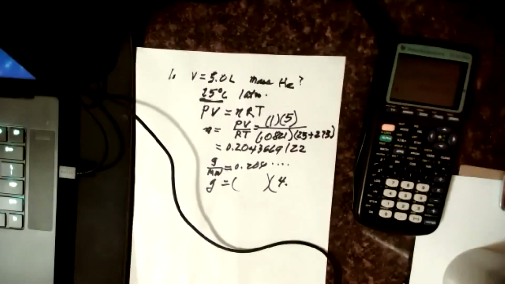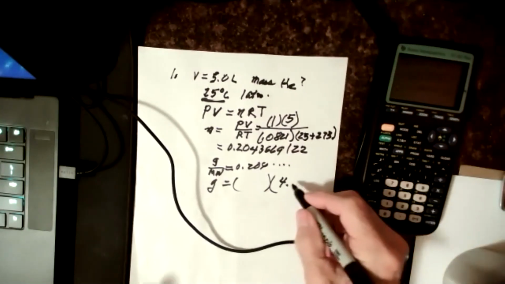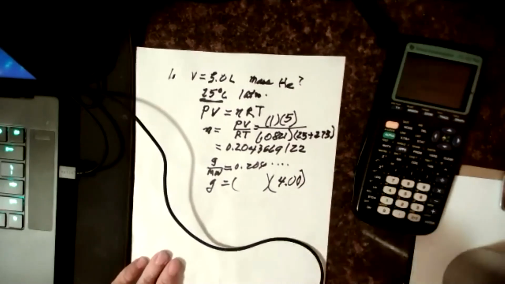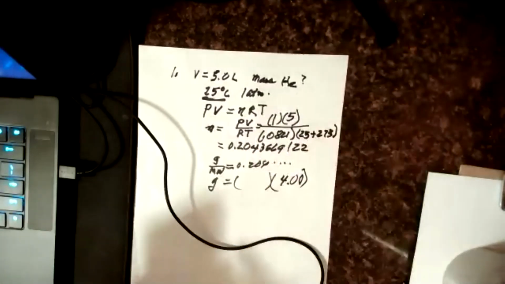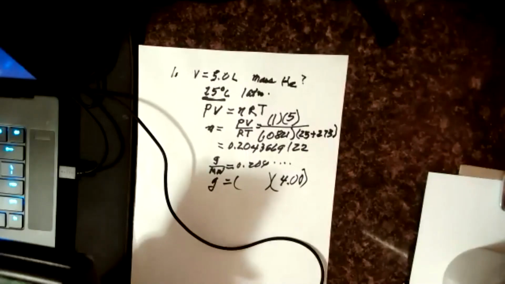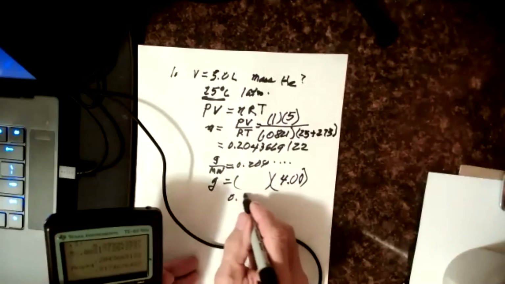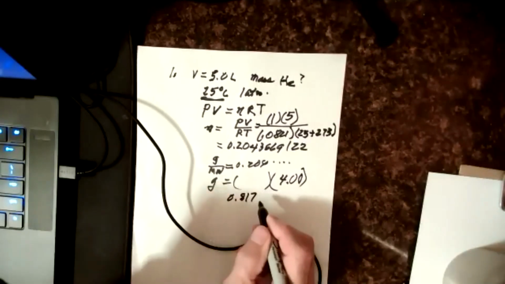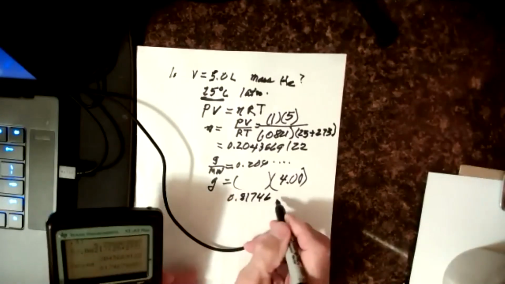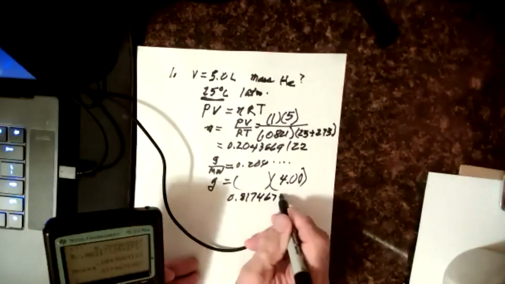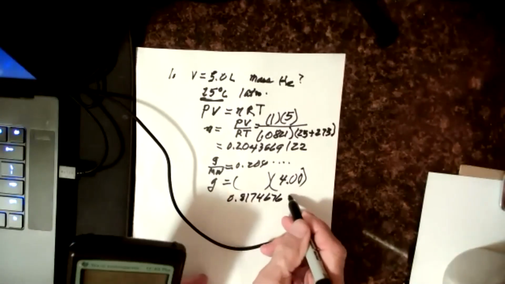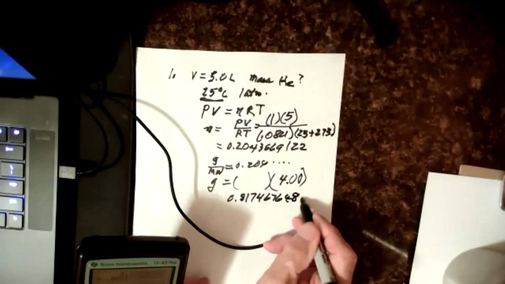4.0026 or something. Okay, all right. 4.00, let's say. So all I got to do is take my answer I've got on my screen and multiply it by 4. And I get 0.81764678.